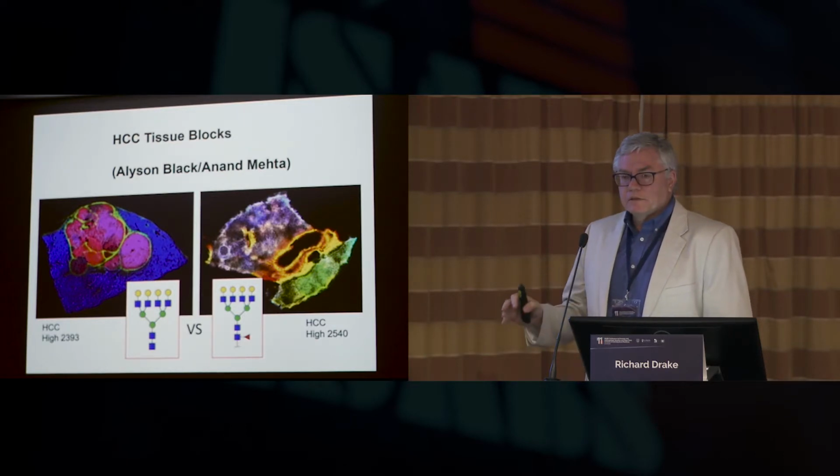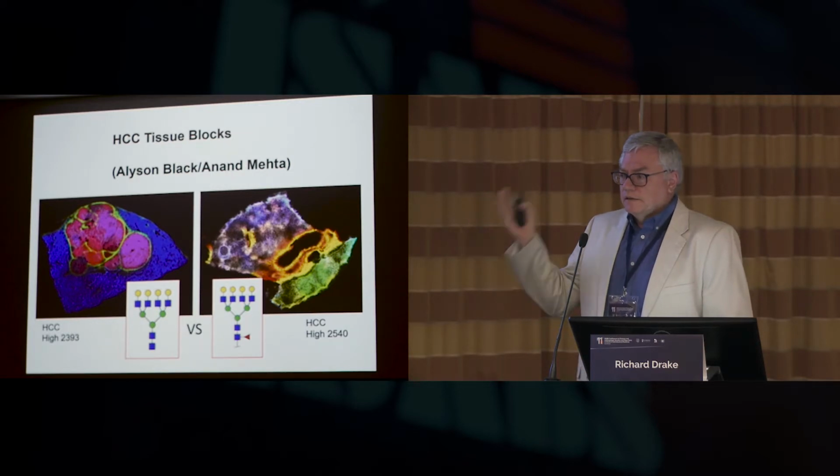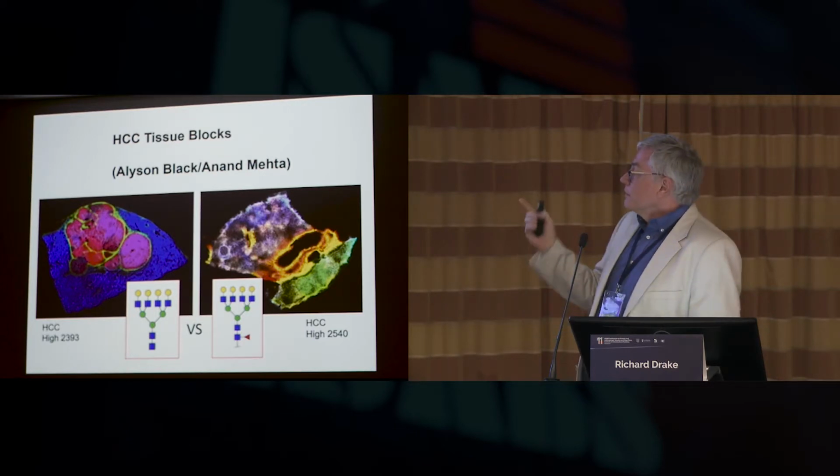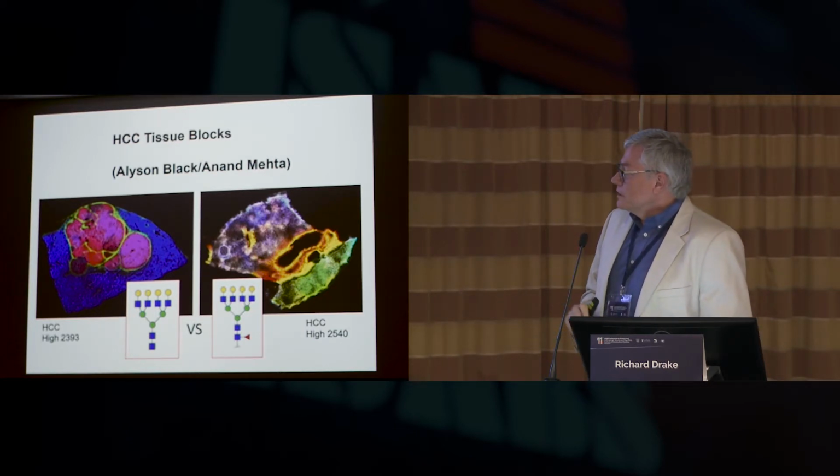The ones without the fucose always look like this. They're not subtle. They're always tight. They're right on the tumor. It's easy to find them. The 2540 in comparison tends to be much more diffuse.